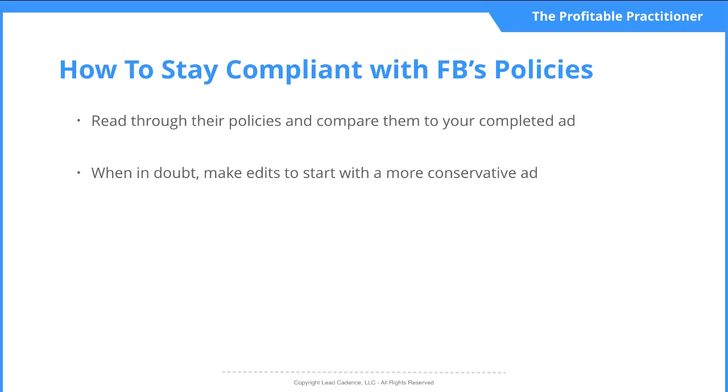So really just to wrap this up, the last thing is that you want to make sure that once you're done with your ad, you read through these policies and compare them to your completed ad. So we're looking for ways that we've said things, different parts of our ad that may be violating these policies, and we want to change those to not violate the policies. And like I said before, when in doubt, make edits to start with a more conservative ad. We can always go back and change it and try to be more aggressive with something later, but especially with new accounts or if you're just starting out doing this, I'd rather you be a little more conservative, get the ads approved and see how they do.